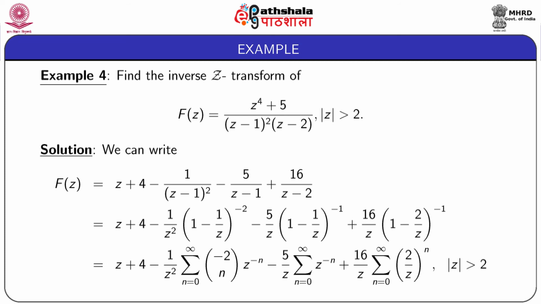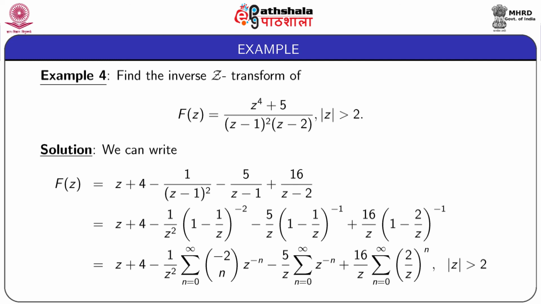Now we come to example 4. Find the inverse Z transform of F(z) equal to z to the power 4 plus 5 divided by (z minus 1) whole square into (z minus 2) for mod z greater than 2. We shall illustrate this method. For the solution, we can write F(z) as partial fractions: z plus 4 minus 1 by (z minus 1) whole square minus 5 by (z minus 1) plus 16 by (z minus 2). And this can be adjusted to write as z plus 4 minus 1 by z square into (1 minus 1 by z) to the power minus 2, minus 5 by z into (1 minus 1 by z) to the power minus 1, plus 16 by z into (1 minus 2 by z) to the power minus 1.